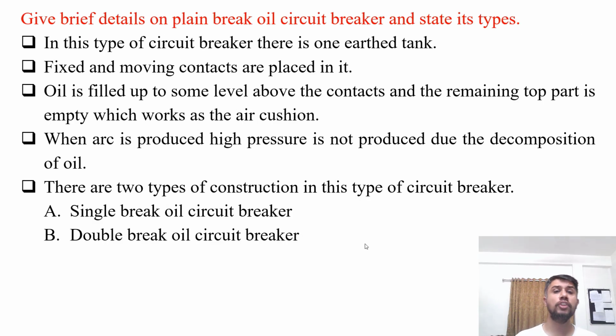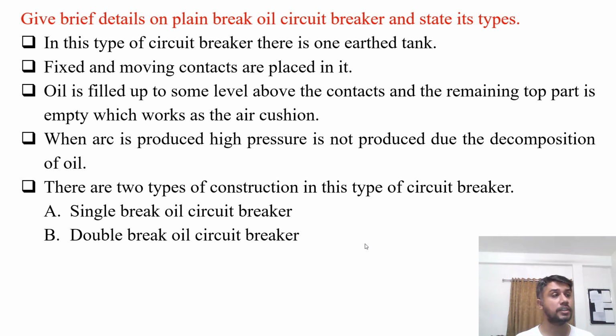Give brief details on plain break oil circuit breaker and state its types. In this type of circuit breaker, there is one earthed tank available. It is of a big size. Fixed and moving contacts are placed in it. Oil is filled up to some level above the contacts and the remaining top part is kept empty for the decomposition of oil, and due to this decomposition of oil, the gas forms and goes in an upward direction, and this works as the air cushion. When the arc is produced, high pressure is not produced due to the decomposition of this oil.